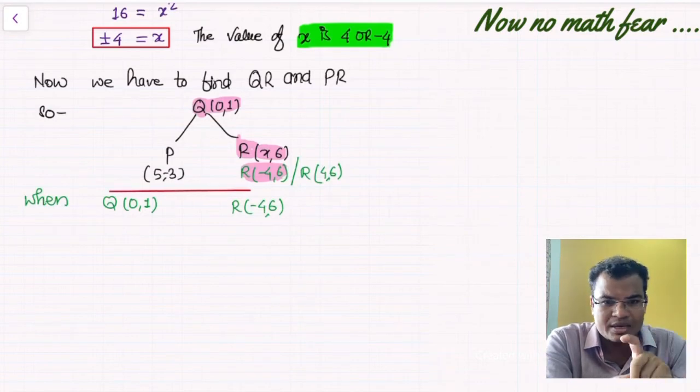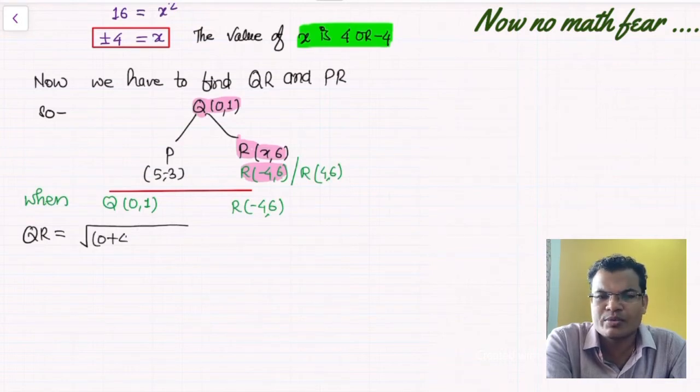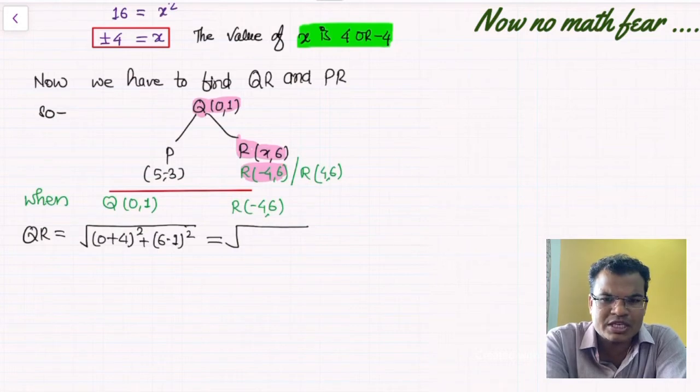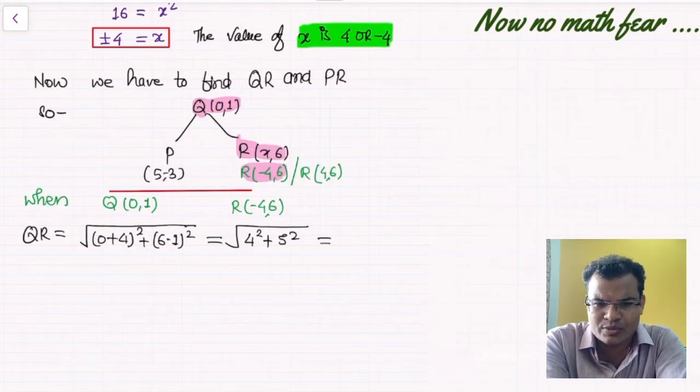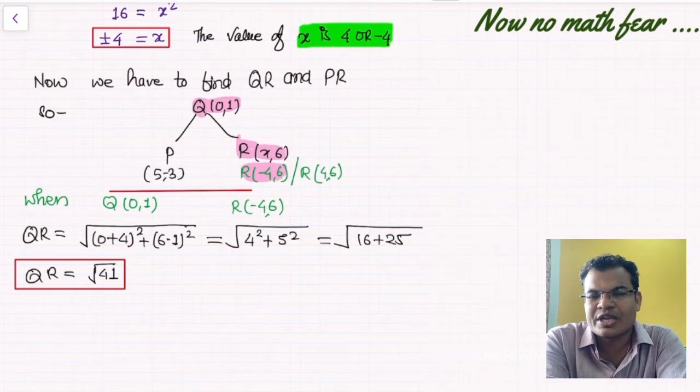Then you have to find the value of QR. So QR is 0 comma 1 and minus 4 comma 6. We will apply the distance formula between these two, because we are finding the distance QR. So under root x2 minus x1 whole square plus y2 minus y1 whole square. So 0 minus 4, that is 4 square, plus 1 minus 6, that is 5 square. We'll solve it: 16 plus 25, so QR is equal to under root 41. This is the value of QR. So he wanted the distance between Q and R, that is under root 41.